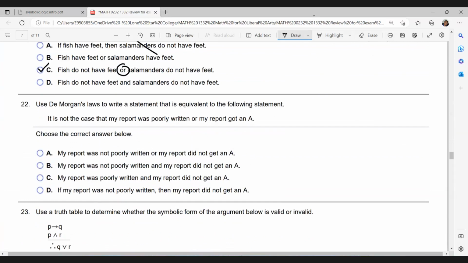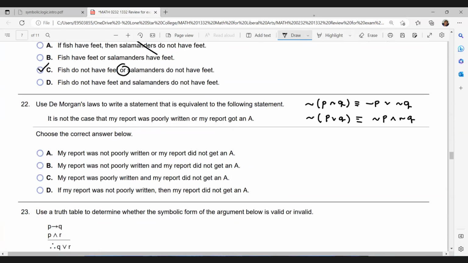Use De Morgan's law. Okay, so again, same idea. If we do this, that's equivalent to negating P or negating Q. Okay, here we have P or Q. All right, and then let's see, what do we have here? That would be not P and not Q.